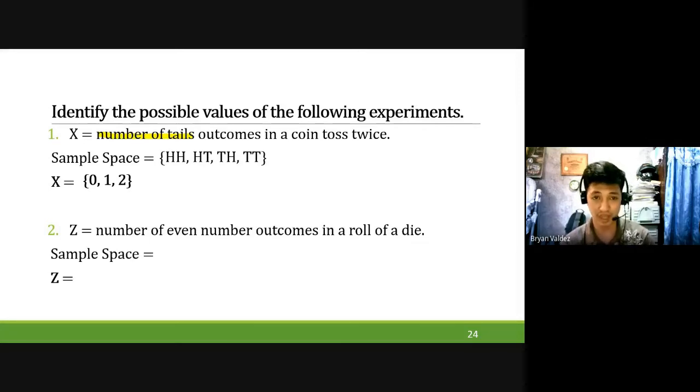So, yung number of tails. Di ba dito, merong isa, merong 1, 1, dito dalawa, ito wala. So, kaya siya may 0. Okay? Next, number 2, random variable z, number of even number outcomes in a roll of a die. So, the sample space are 1, 2, 3, 4, 5, and 6. Be careful. Be mindful of the variable used. It's not x, it's z.